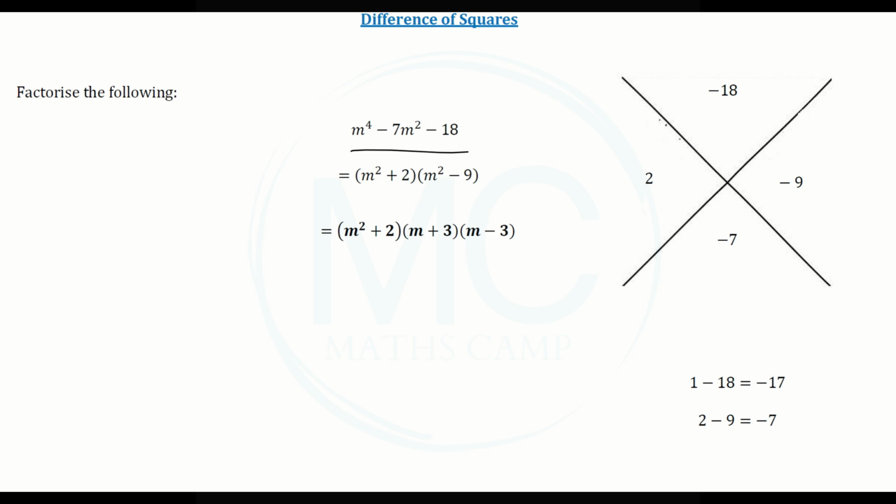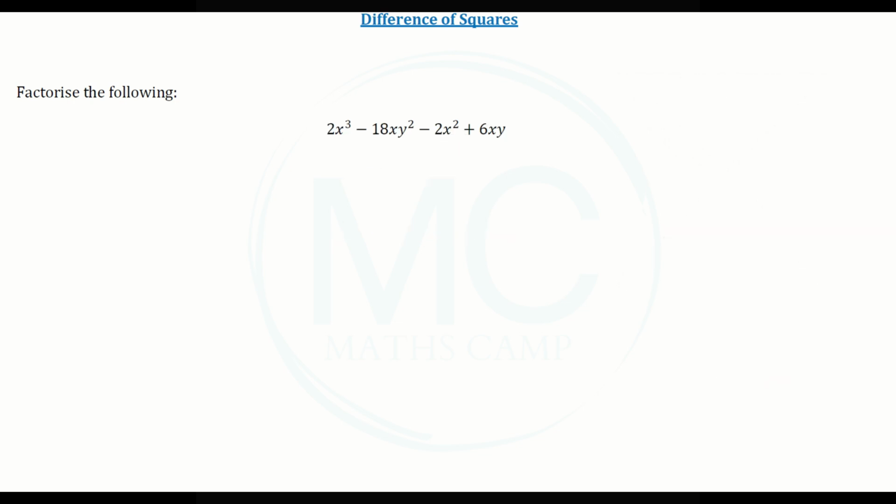I want to look at one more example. 2x cubed minus 18xy squared minus 2x squared plus 6xy. Here we have four terms. And in previous videos, we have seen that when we have an expression with four terms, we normally need to factorize using the grouping of pairs. But before we do that, we always need to look for common factors.